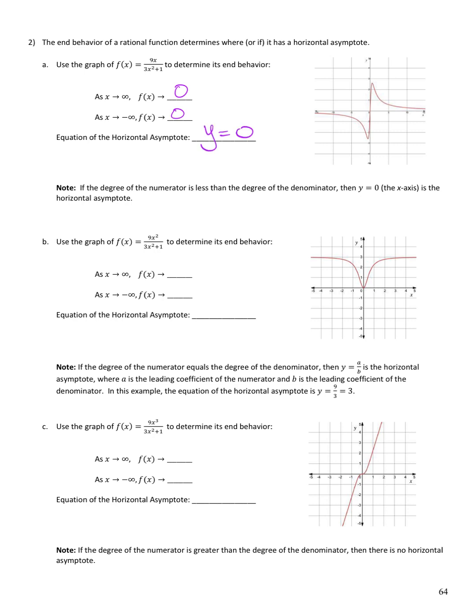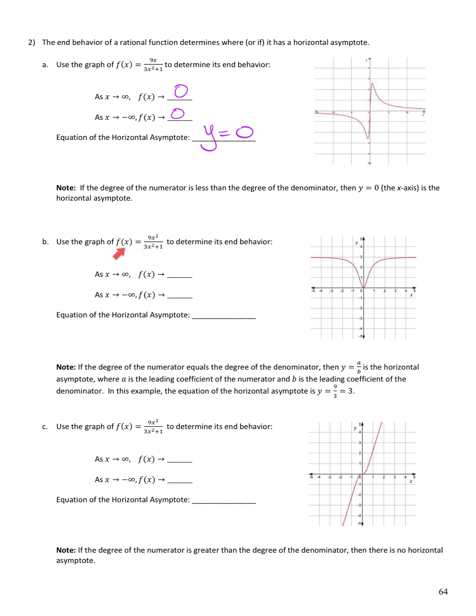So this is true in general if the degree of the numerator is less than the degree of the denominator. So this is 9x to the first over 3x squared. The degree on top is less than the degree on the bottom, then y equals 0, or the x-axis, will be a horizontal asymptote.